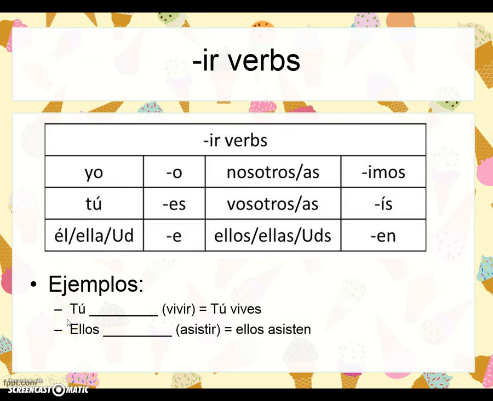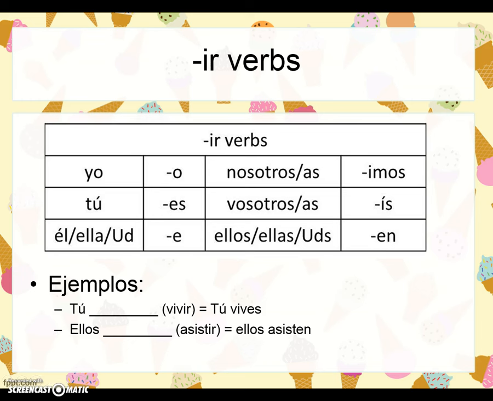So I'll give you an example. If we wanted to say tu vivir, which means you live, we would just take off our ending of IR and then add our ending for tu, which is es, making it tu vives, you live. Same thing with asistir. We're going to take off our ending and add the correct conjugation that goes with ellos, which is en, making it ellos asisten, they attend.